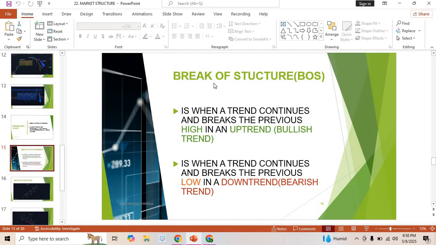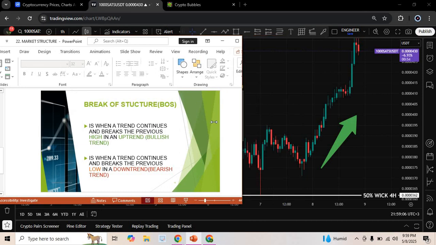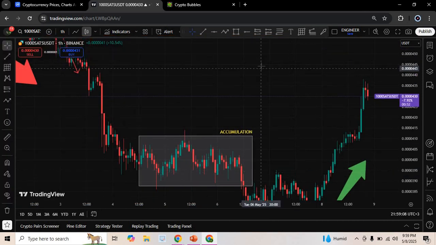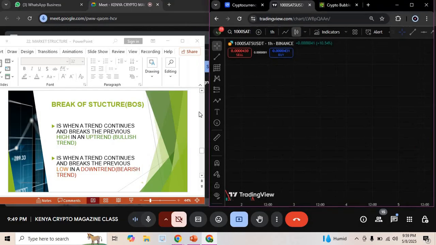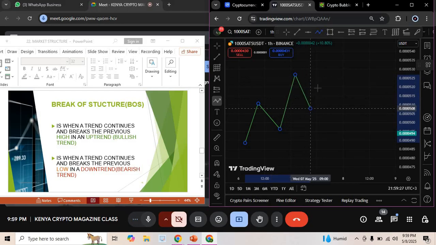So what's a break of structure? It is when a trend continues and breaks the previous high in an uptrend. Let me draw something like this so that you can define as we draw. Perfect. So a break of structure is when a trend continues and breaks the previous high in an uptrend. So let's do an uptrend. Remember an uptrend? A series of higher highs like that.